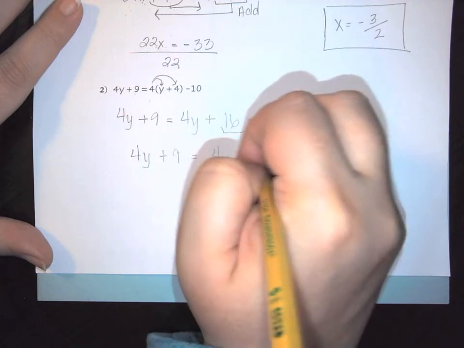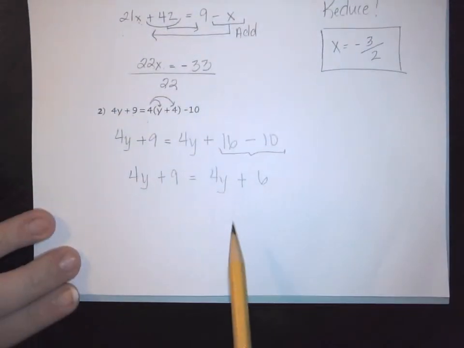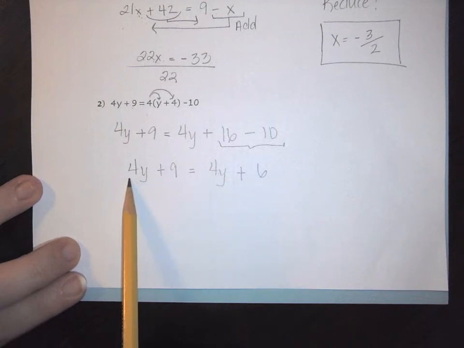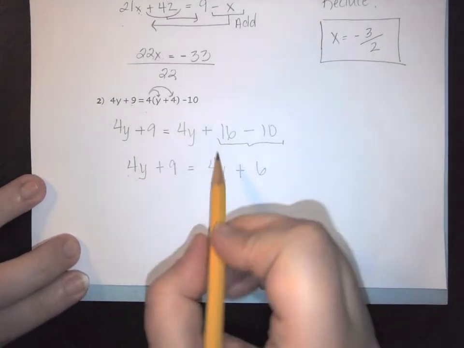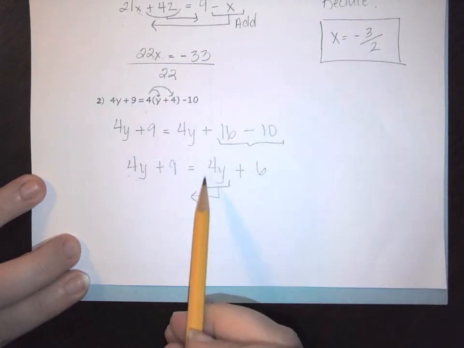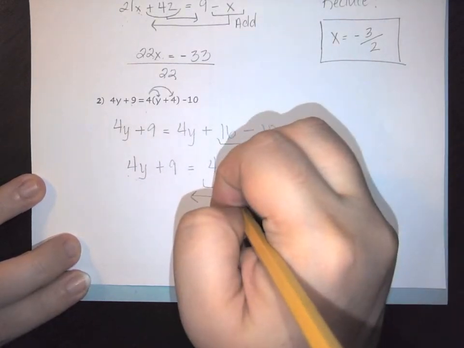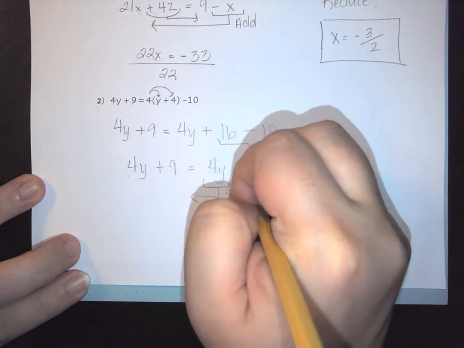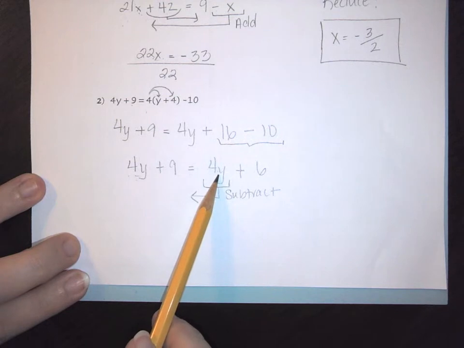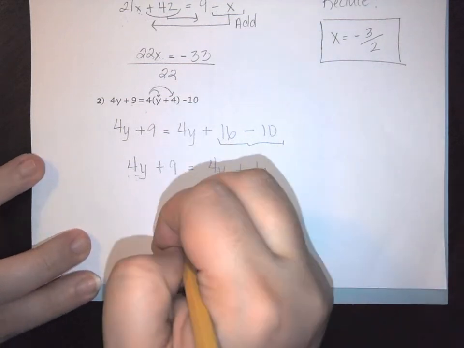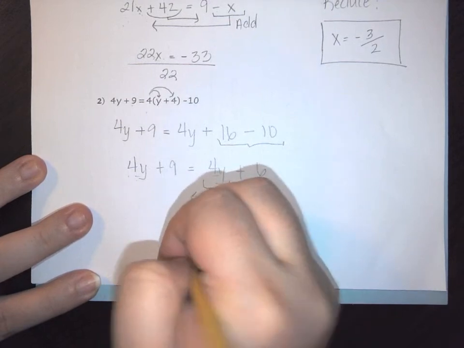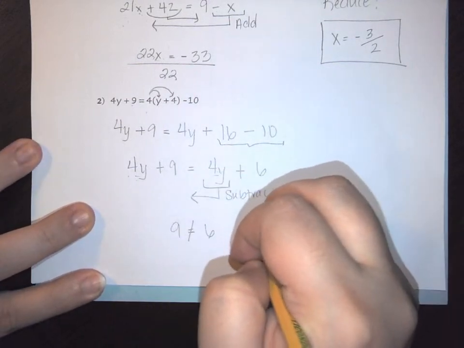And now I have plus 6. Now if you look very closely, my variable term is the same. If I were to take my variable here and move it to the other side of the equation, because it's positive, to move it says I have to subtract. So that would give me 4y minus 4y, which means that goes away. Leaves me with 9 equals 6, which we know to be a false statement.